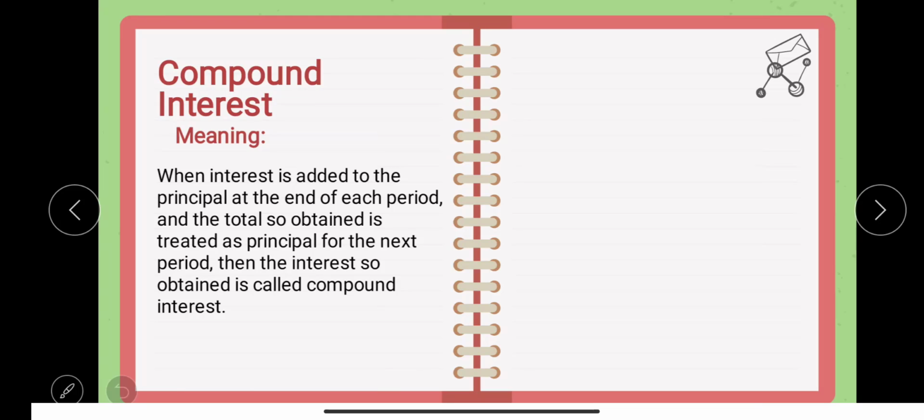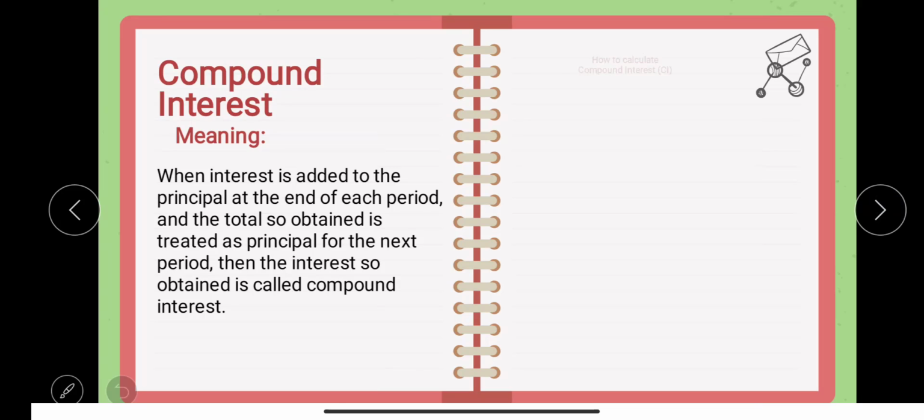Everyone knows that when compound interest is calculated, compounded half yearly, monthly or quarterly, the interest is calculated for that period and it is added to the principal, and after that it will be considered as the amount for the next period. So the interest obtained on that amount for the next period is called compound interest.